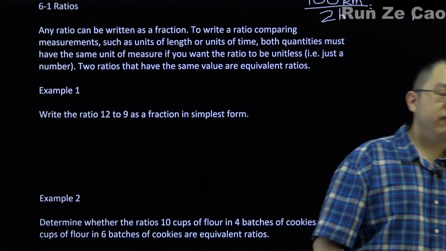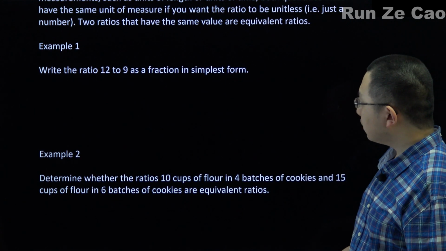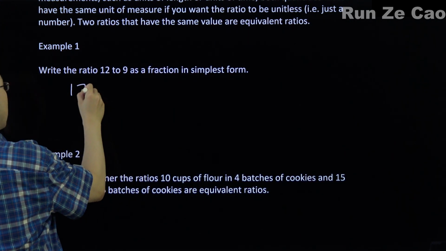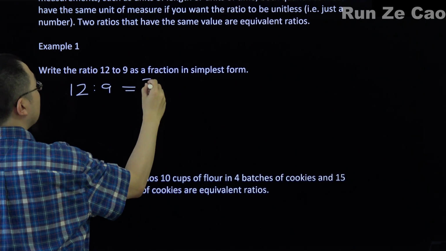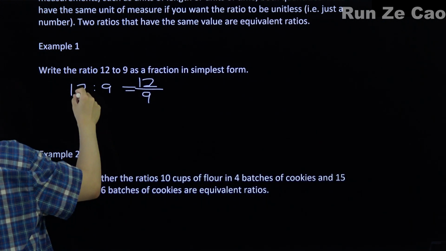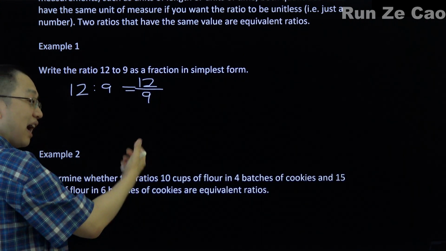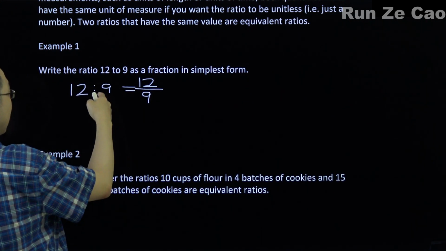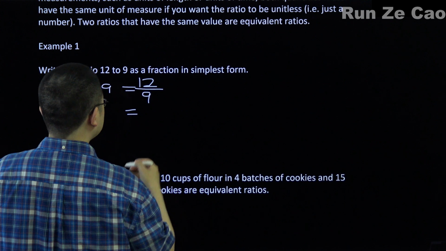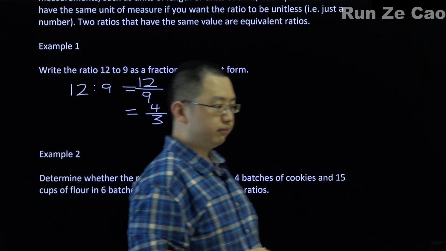Two ratios that have the same value are equivalent ratios. So let's consider the ratio of 12 to 9 as a fraction in simplest form. The ratio of 12 to 9 is equal to the fraction 12 over 9. Because if you're comparing 12 to 9, how many 9s are in 12? Well, then we divide. That's what tells us how many of the second one fits in the first one. So this comes out to 4 over 3 in simplest form.